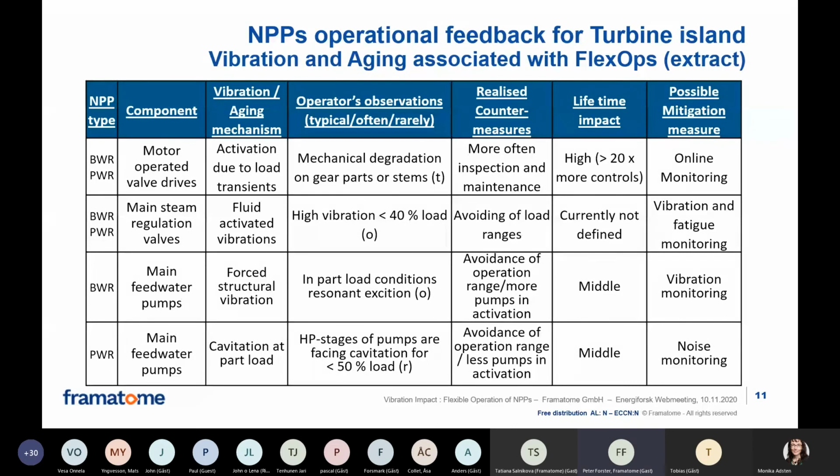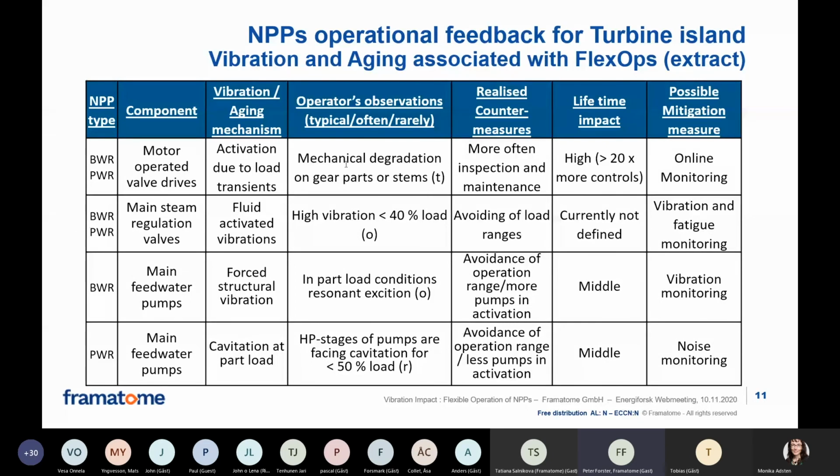You see at the first row on both PWRs and BWRs that the operators often mentioned motor-operated valve drives. The vibration action mechanism is activation due to the many load transients, and they saw mechanical degradation of gear parts or stems is very typical. Realized countermeasures are more often inspection and maintenance. Lifetime impact is high. Typically more than 20 times more controls are observed on these operated valves, and online monitoring is seen as a further mitigation measure.